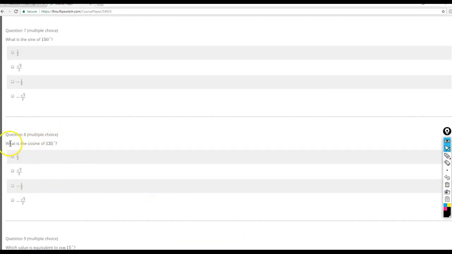Alright, question 8. What is the cosine of 135 degrees? Alright, I highly recommend that you memorize the first quadrant of the unit circle. So at 0 degrees or 360 degrees, what is the value of cosine? The coordinates would be 1, 0.